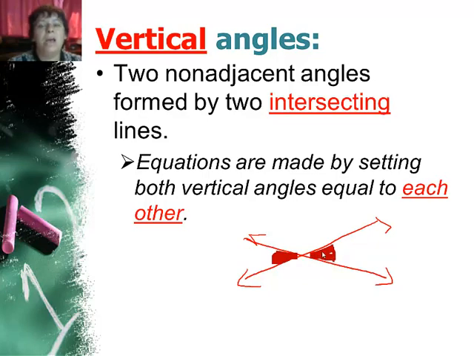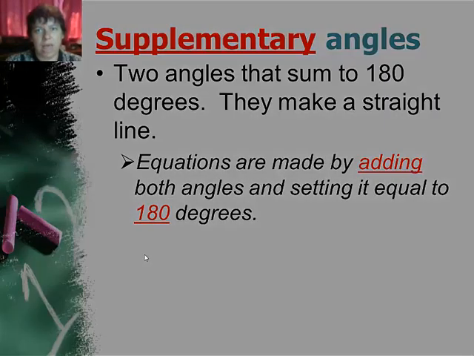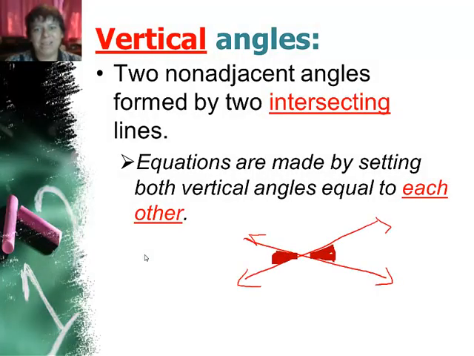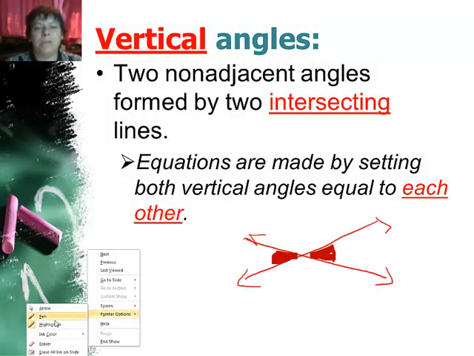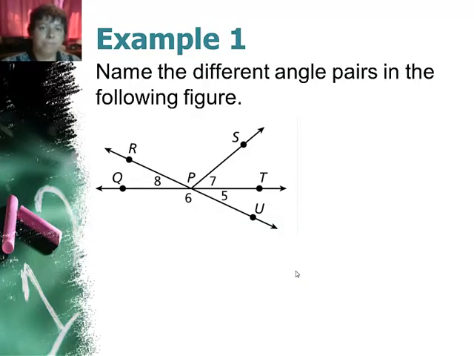The special thing about vertical angles is that they are always congruent. So you can see the two red angles have the same measure, and my two yellow angles will have the same measure. The way you set up equations for these is you say angle 1 equals angle 2. Remember, with an equation, you need an equal sign.